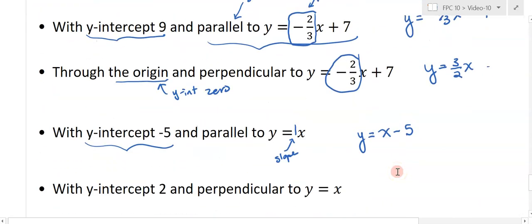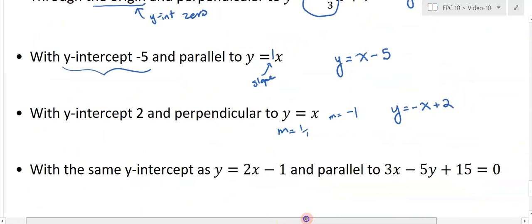With the y-intercept 2 and perpendicular. So if my slope is 1, then my perpendicular slope would be the reciprocal of 1, which is 1, and the opposite reciprocal is -1. So my slope is going to be -1. So I'm going to write y equals, I'm not going to write -1x because I don't need the 1. I'm just going to write it as -x. Y is -x with a y-intercept of 2.